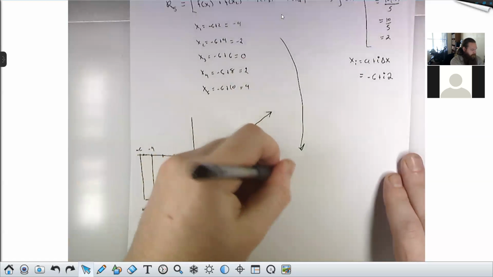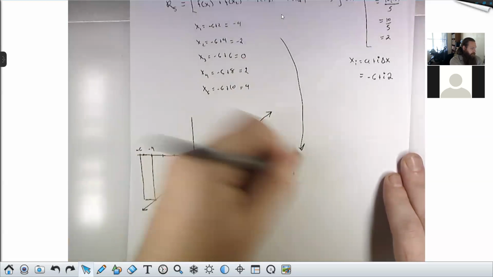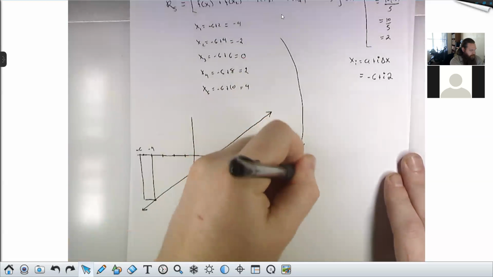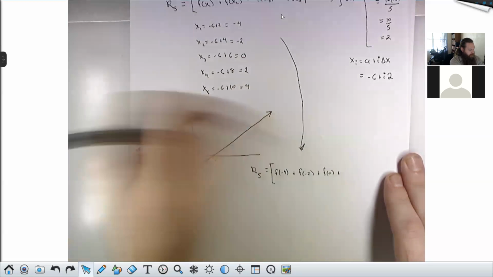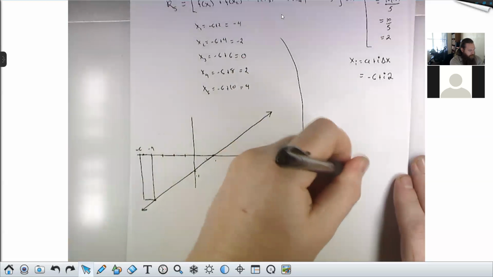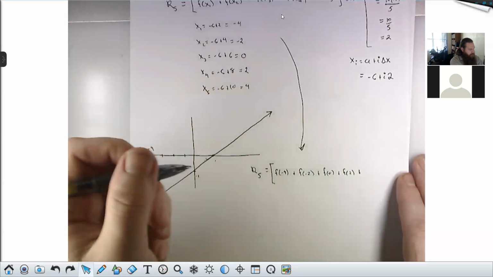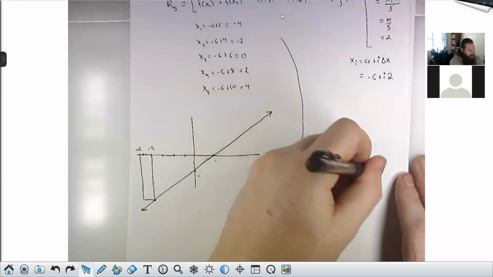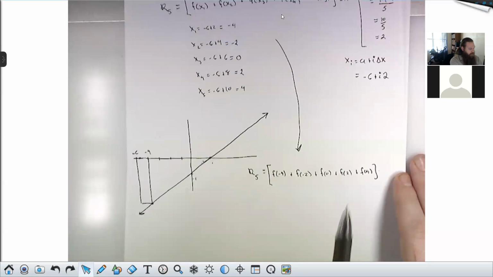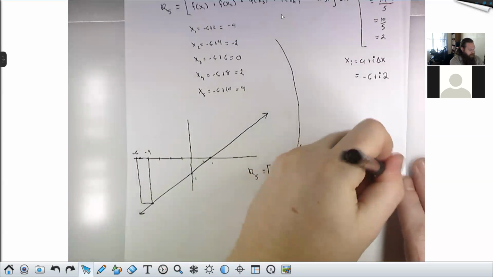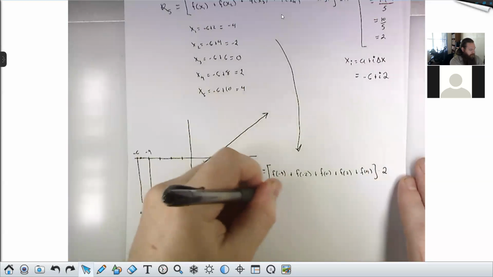So first we'll have f of -4. x2 is -2, so I'll have f of -2. And then f of 0, and then f of 2, and then f of 4. And all of this will be multiplied by delta x, which we said was 2. So then we just have to plug in for our function.